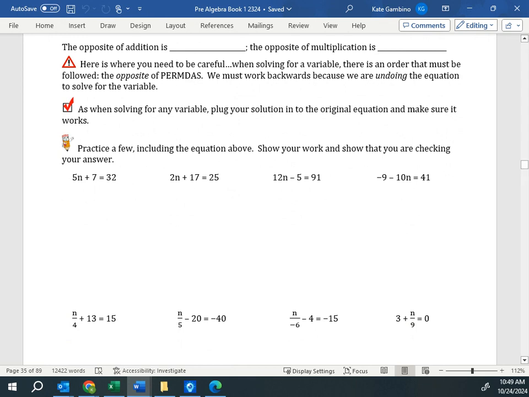What is the opposite of addition? Thank you to those of us that were raising their hands. I did hear someone say subtraction. What is the opposite of the multiplication? Mindy? Division.